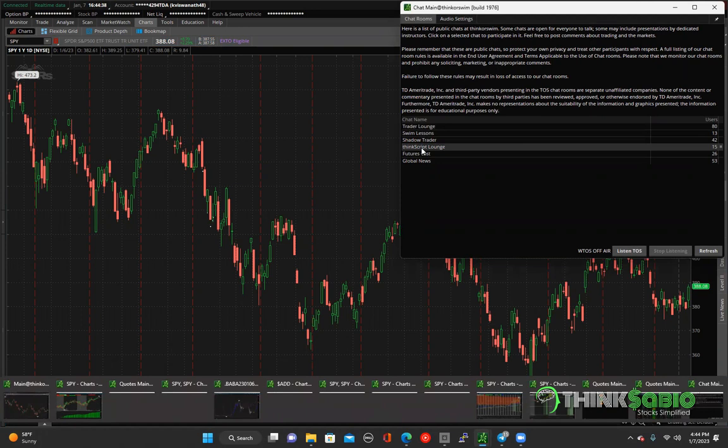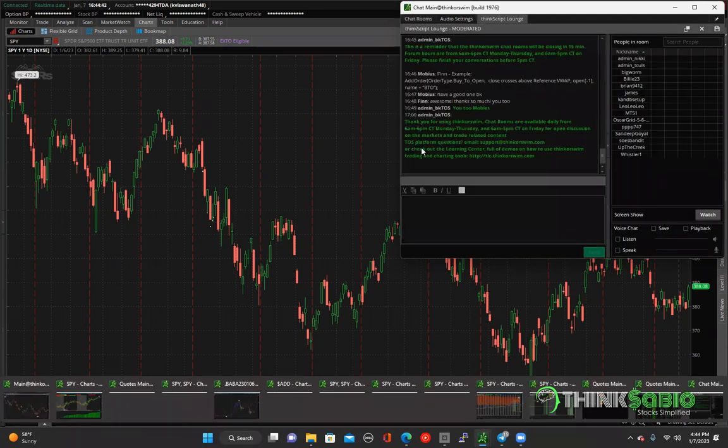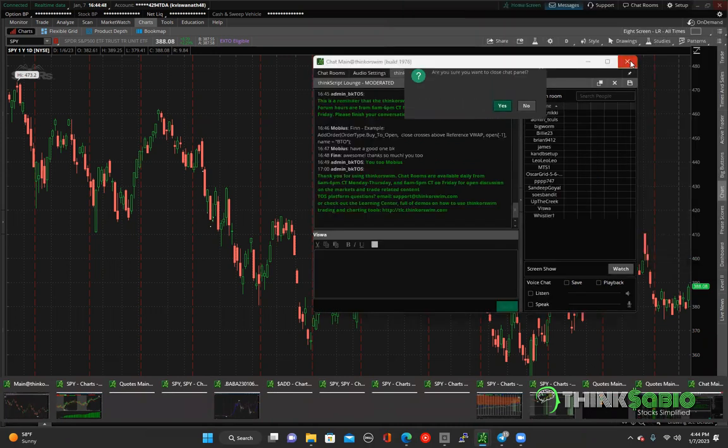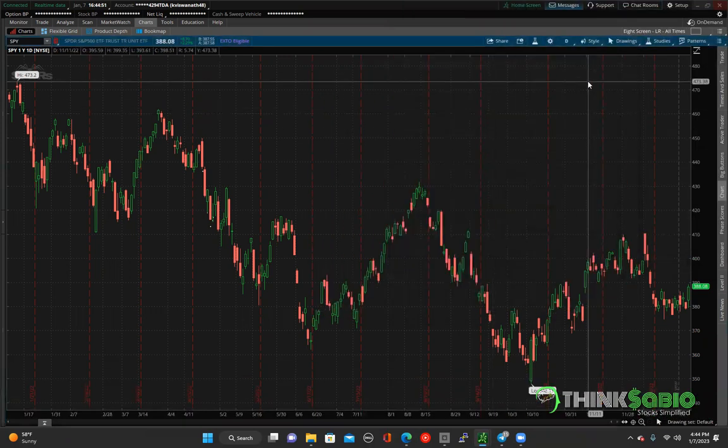ThinkScript. If you want to do scripting, you can basically just open here. There are so many people live. You can chat with them. I mean, this is just amazing. The things that you could do in thinkorswim are amazing.